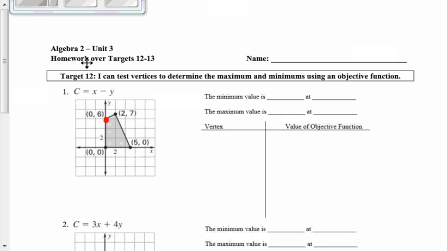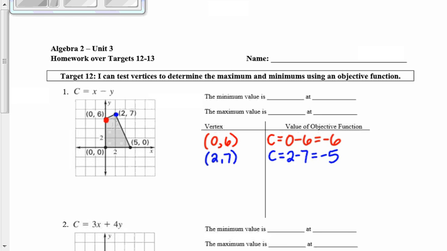So I'm just starting with 0, 6. And we're going to test them in the objective function. So plugging in x equals 0, y equals 6 for this one. So 0 minus 6 equals negative 6. And so just going around and testing all the vertices. So this is 2, 7. So c equals 2 minus 7 equals negative 5.